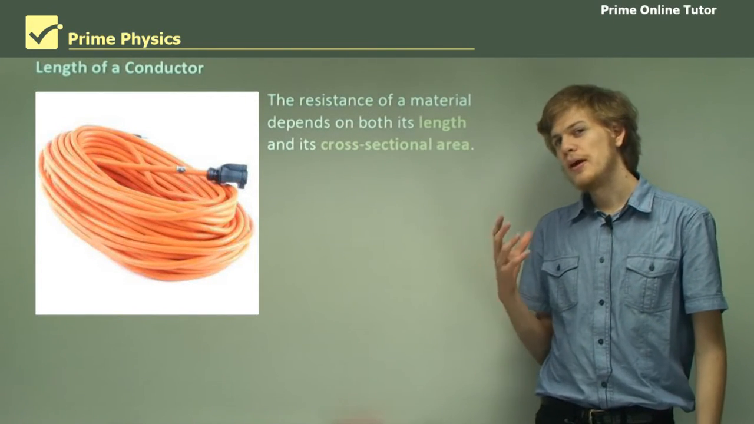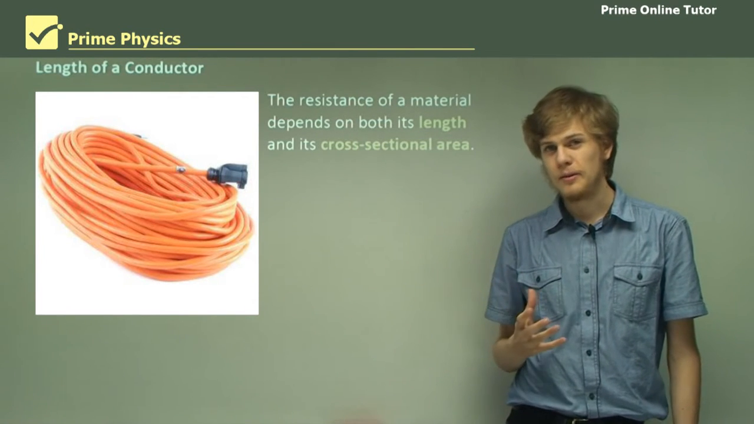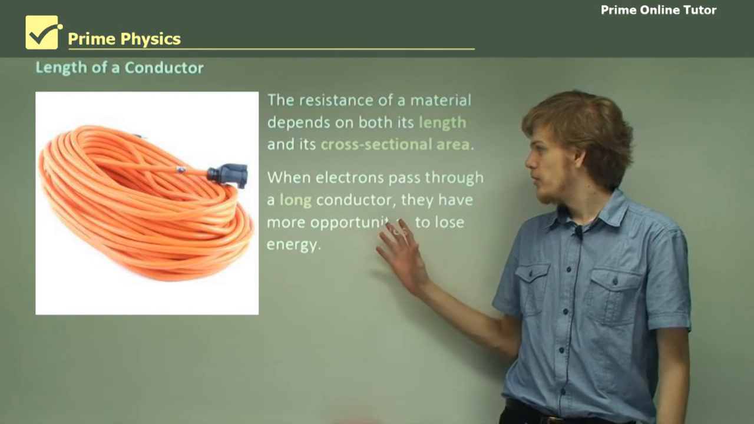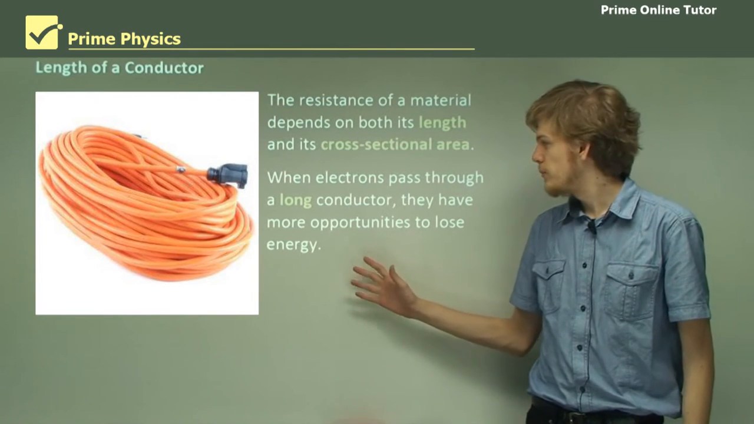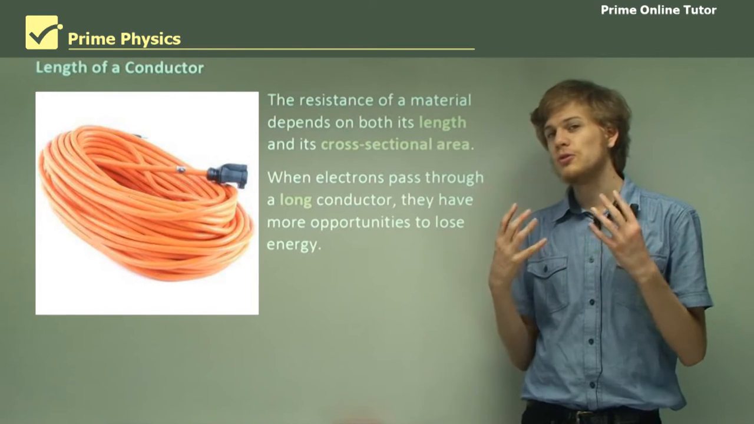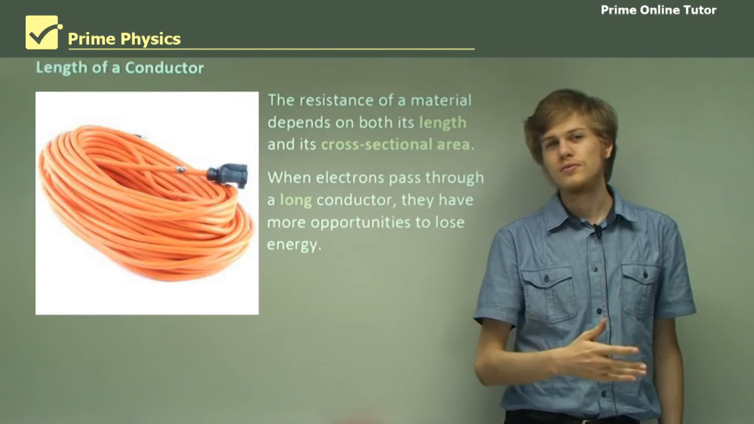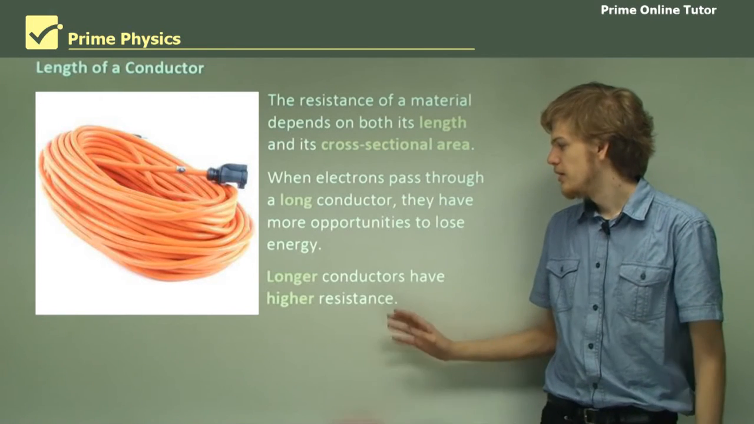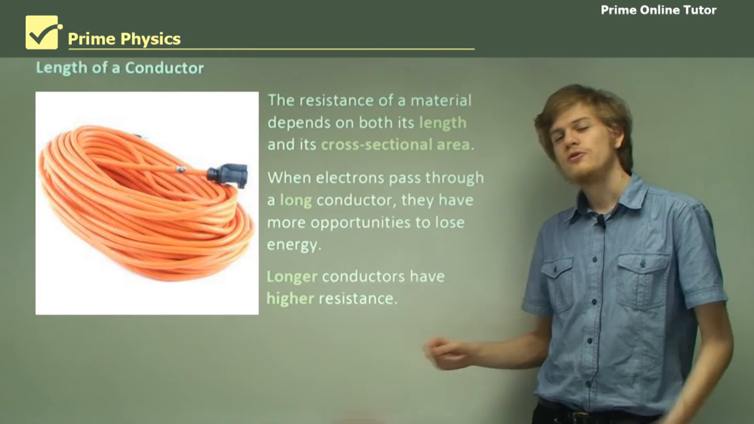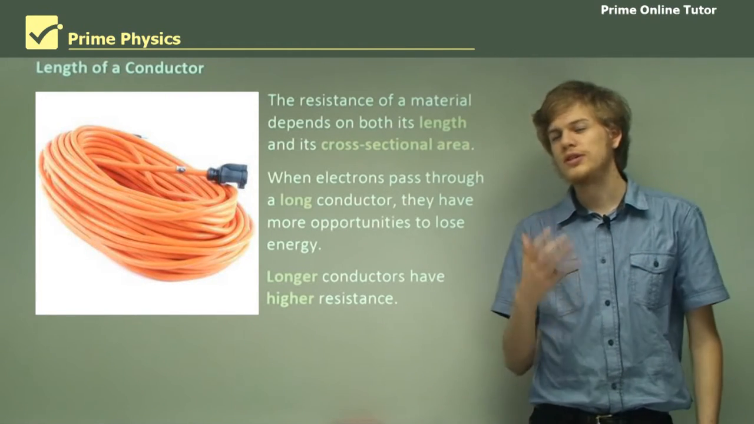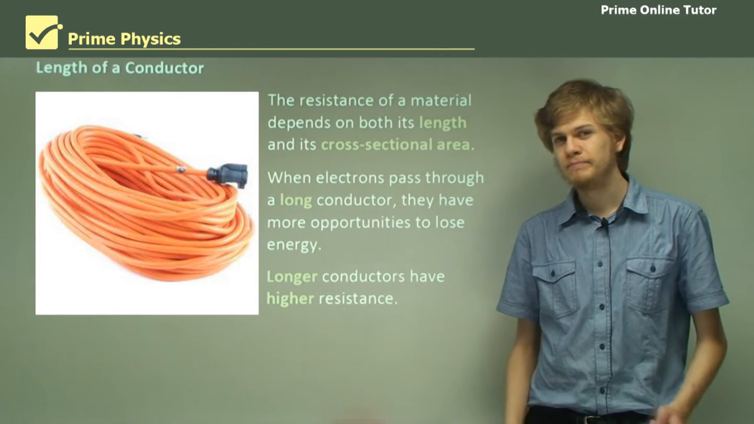The resistance of a metal depends on a few things. It'll depend on its length and its cross-sectional area. Now, when electrons pass through a very, very long conductor, like a long extension cord, then they have more opportunities to lose energy, right? As they travel through the resistor, they can bump into more parts of the lattice. So this means that longer conductors have a higher resistance. The longer we draw out a wire, the more resistance it will have. That seems fairly straightforward, right?